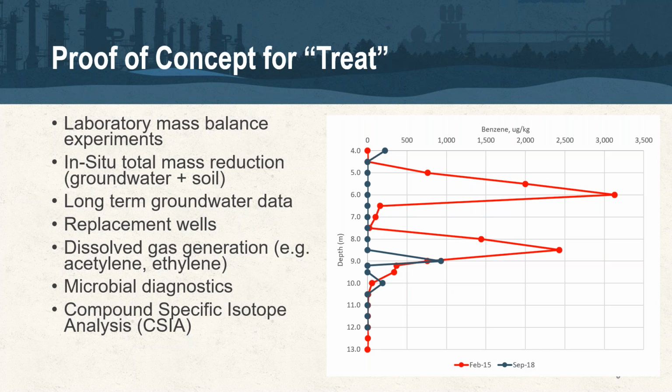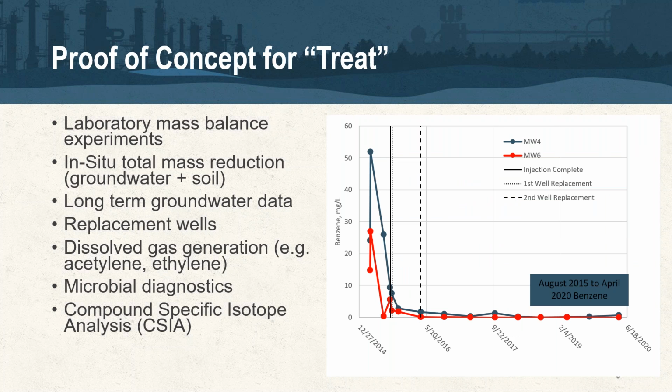You can also look at long-term groundwater data. This is that same site, again, looking at benzene. For this particular project, because of some regrading that had to be done, the wells were actually replaced twice on this site to make sure we've got a representative groundwater sample. And we can see long-term data here, 5 years of groundwater data, as well as the replacement wells, as I mentioned.